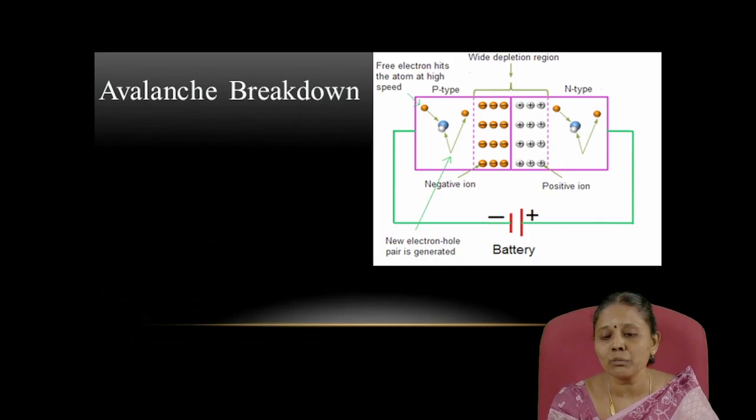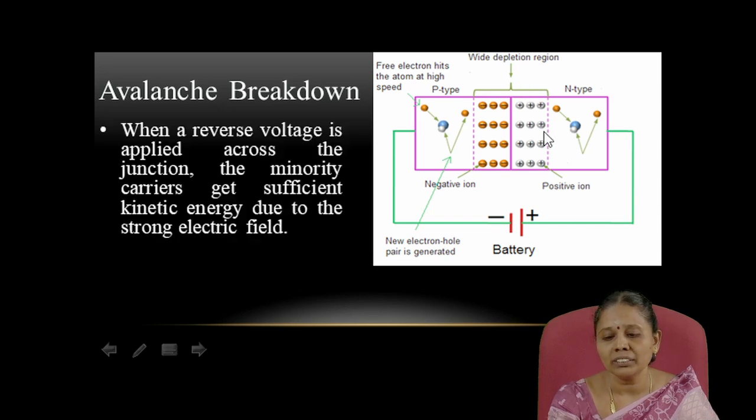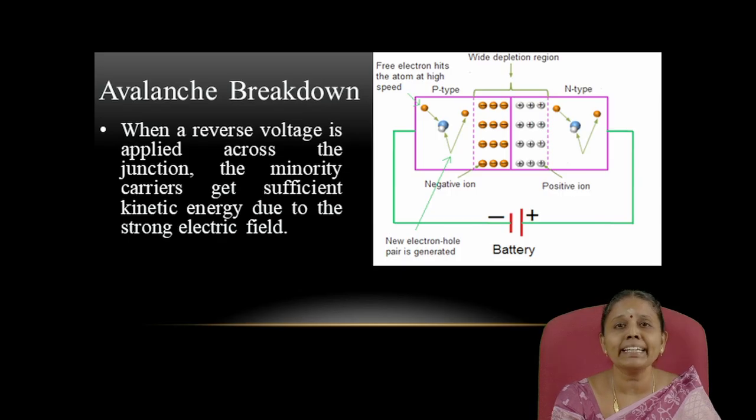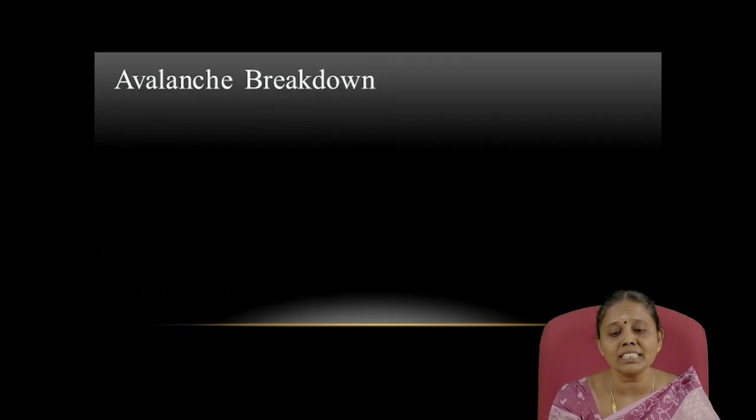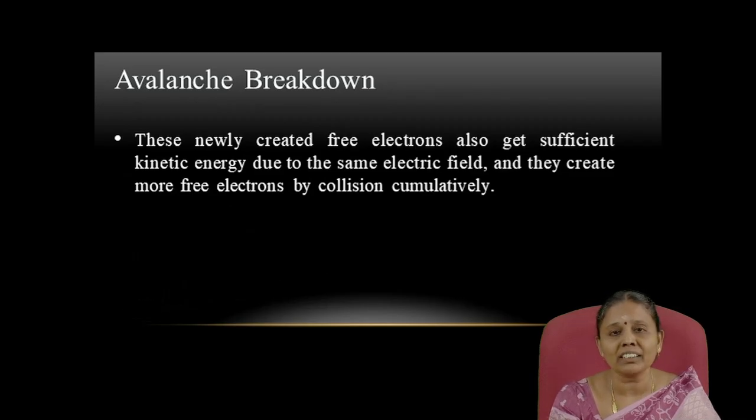So here is the diagram that shows the avalanche breakdown. Here we see that the width of the depletion region becomes very large. When a reverse voltage is applied across the junction, the minority carriers get a sufficient amount of kinetic energy. With the help of this kinetic energy, more electrons are produced, and they knock out some more electrons. These get sufficient kinetic energy from the electric field, and once again they create more electrons by collisions.